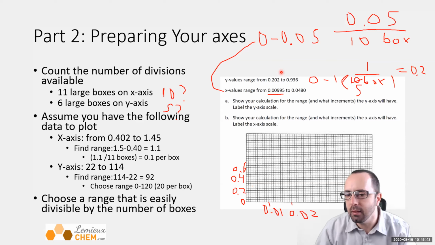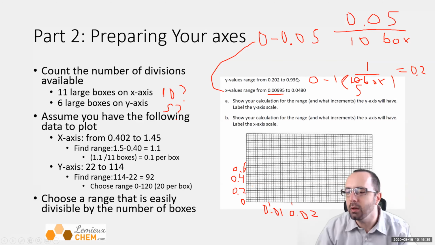So if you can't just guess at it, if you're trying to guess, what should my marks be here? Should I go 0.1? You could try that, 0.1, 0.2, 0.3, 0.4, 0.5, 0.6, but you'd get to 0.6 here, and then you'd be out of graph paper. And so you wouldn't be able to get up to 0.936 like you need to. So then you could try 0.2, 0.4, 0.6, 0.8, 1, 1.2.